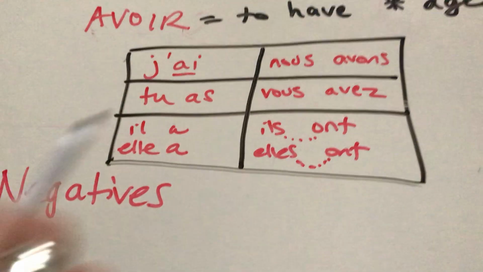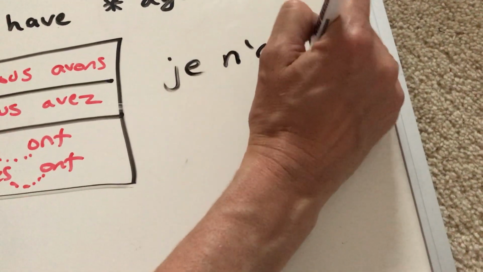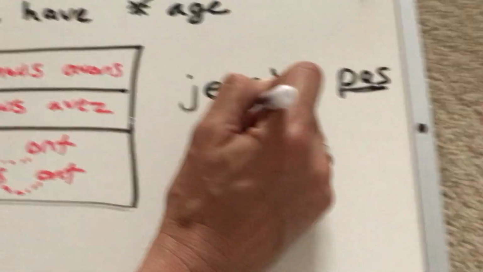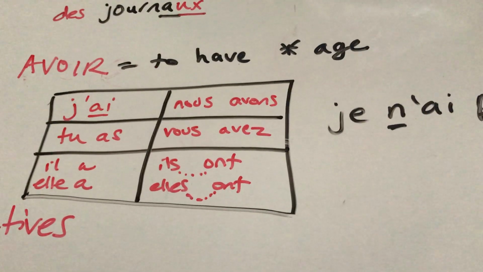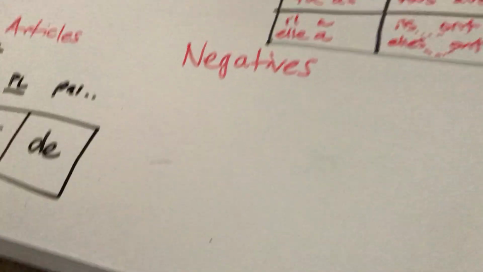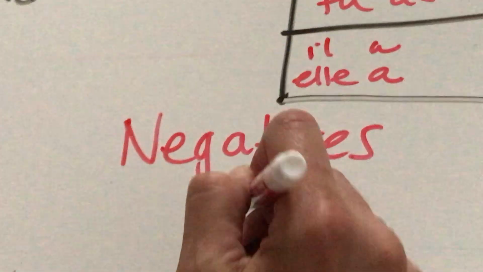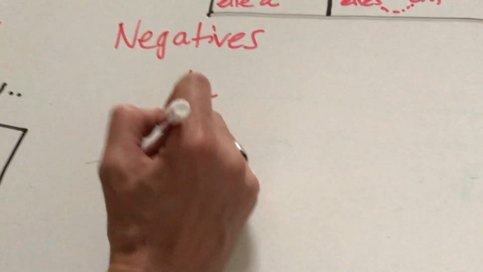And the way that you would make this negative would be je n'ai pas. We'll get to that in just a second. Our last big topic for 1.2 are negatives. As we look at any sort of subject-verb combination, this chapter we really started looking at the difference between a subject and a verb.